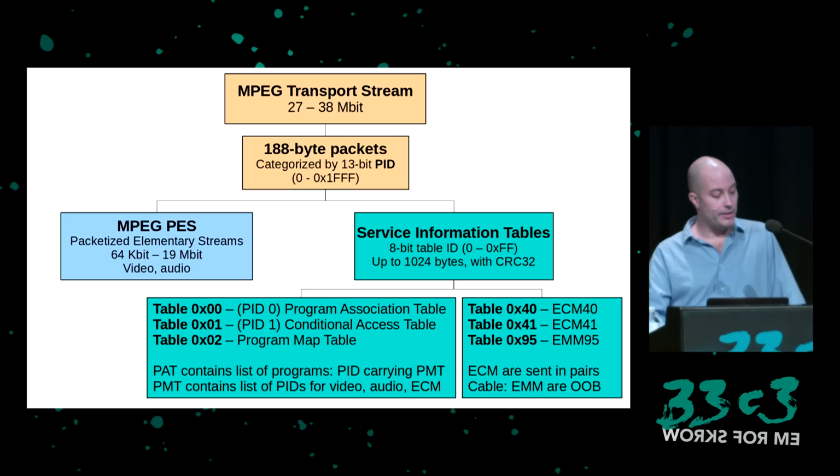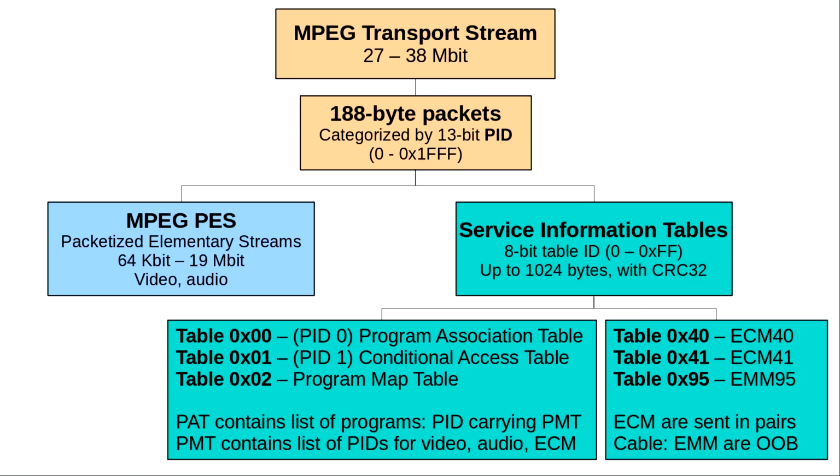The service information tables have an 8-bit table ID and a length of up to 1024 bytes, including a CRC32 for error detection. And this table ID identifies the type of data that you can expect within the table. Table 0 is the program association table, containing a list of programs carried in this transport stream, and the PMT PID for each program. The program association table is always on PID 0.